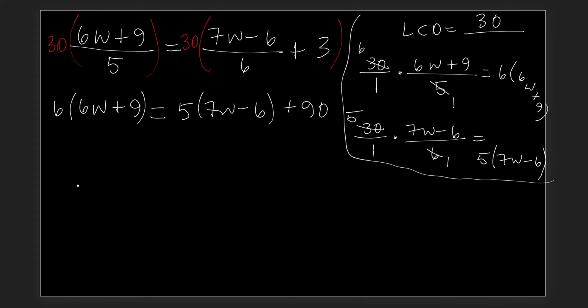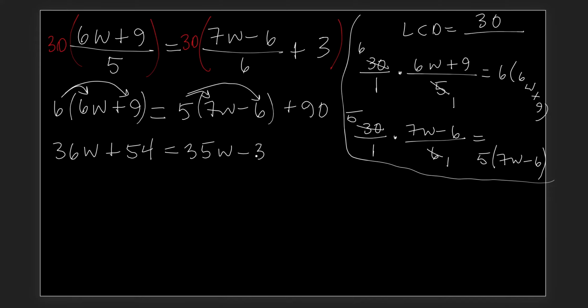So I'm going to separate that. Next, what we need to do is use the distributive property to multiply the 6 by those two terms and the 5 by these two terms, because we want to combine like terms and get w by itself in the end. So this will be 36w plus 54 equals 35w minus 30 plus 90.